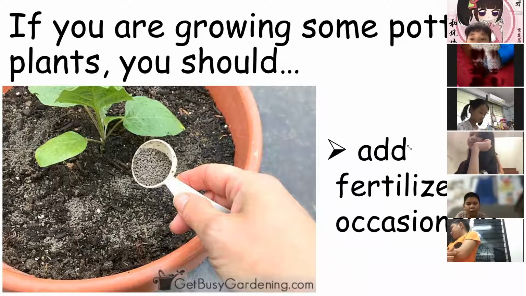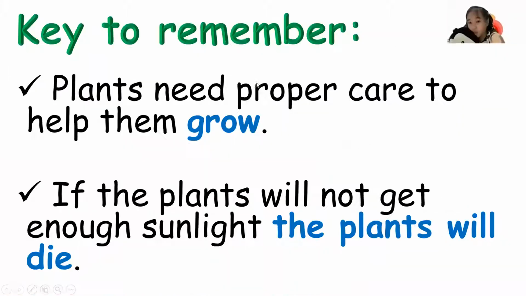Some of you kids, so these are the key to remember. Plants need proper care to help them grow. Remember, plants need proper care to help them grow. If the plants will not get enough sunlight, the plants will die. Remember, okay? If the plants will not get enough sunlight, the plants will die.